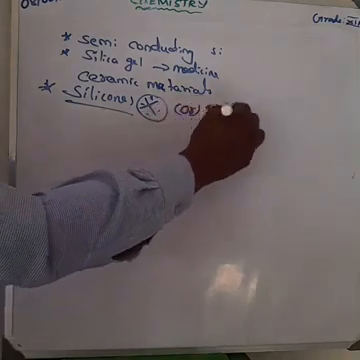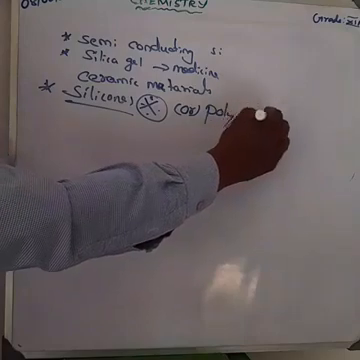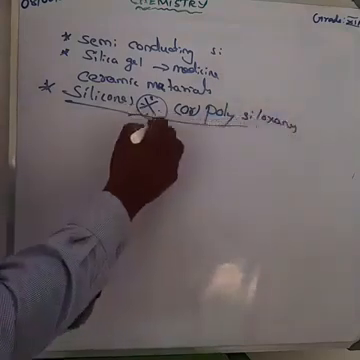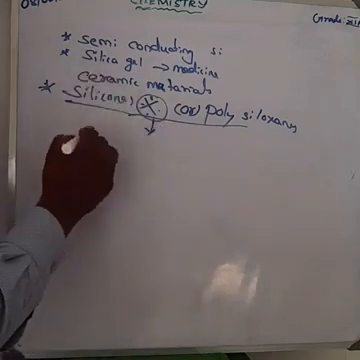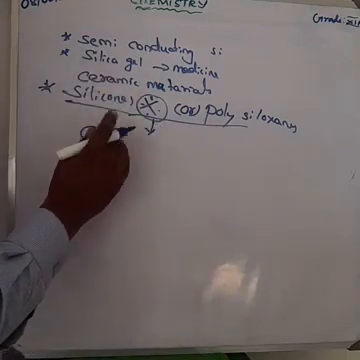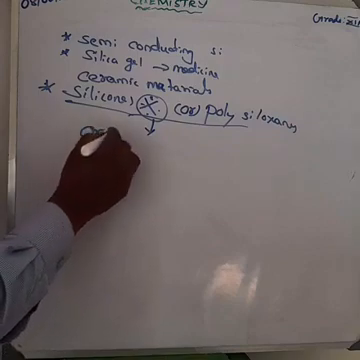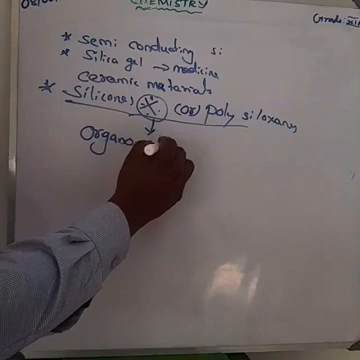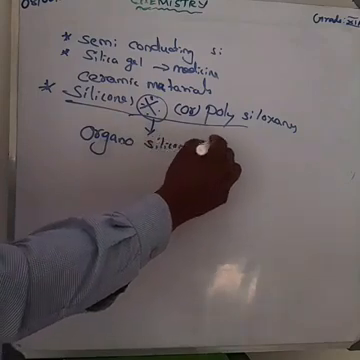Silicones are polysiloxanes, which are organosilicon polymers. They have the general formula.